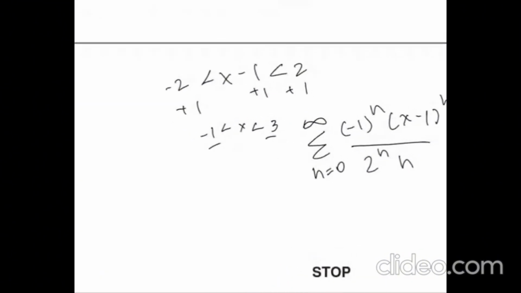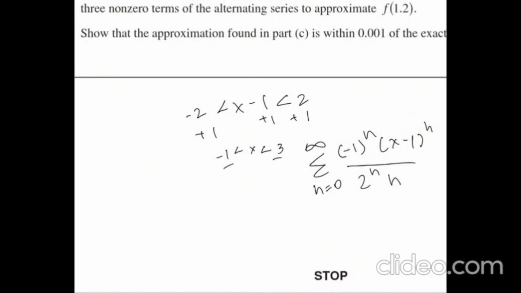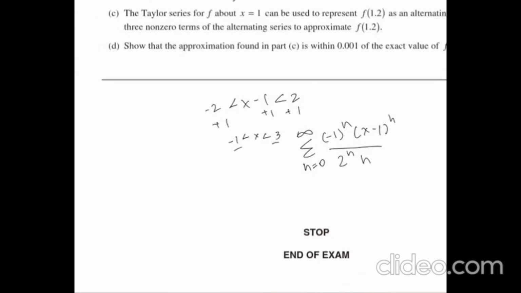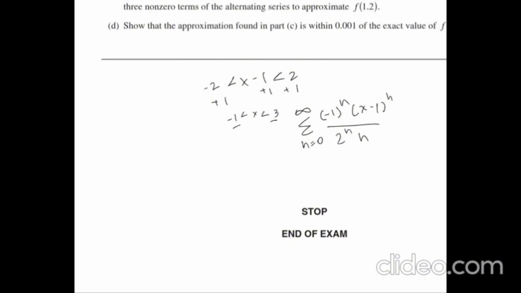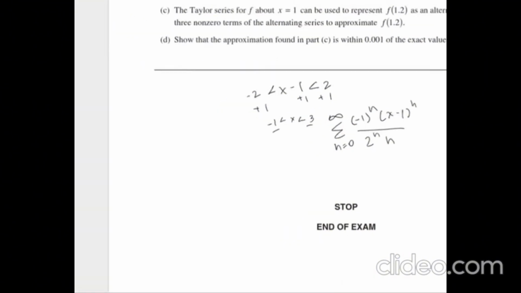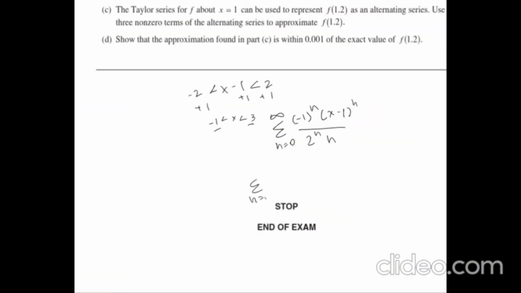Within those two numbers everything is going to be nicely convergent, but we have to test the endpoints. So let's start with negative 1. The sum from n equals 0 to infinity of negative 1 to the n times negative 2 to the n over 2 to the n times n. So here, we can see it just becomes negative 1 to the n times negative 1 to the n.